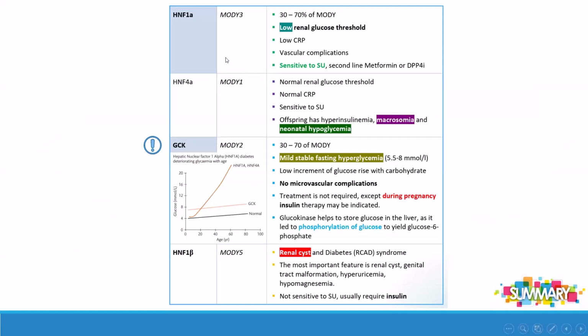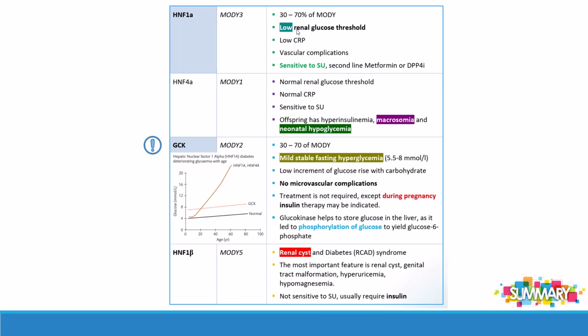This slide is very, very important. In MODY diabetes, we have HNF1 alpha, HNF4 alpha, glucokinase, and HNF1 beta. And in the exam, they will ask 3 to 4 questions related to MODY. You need to pick a clue for answering the question.